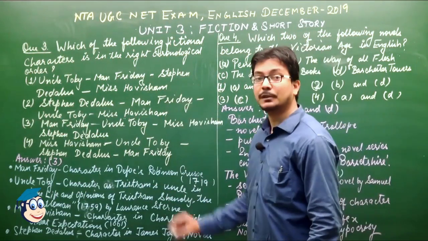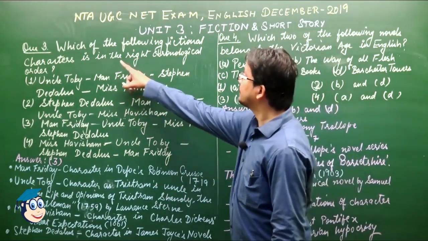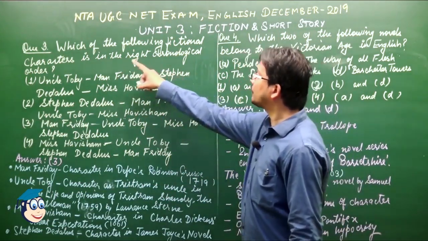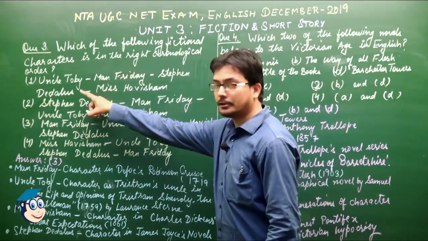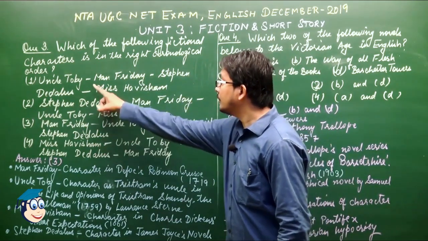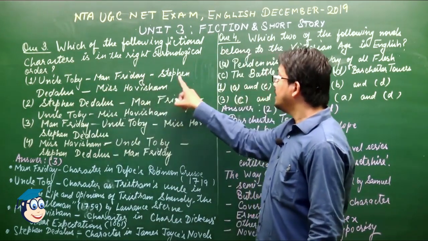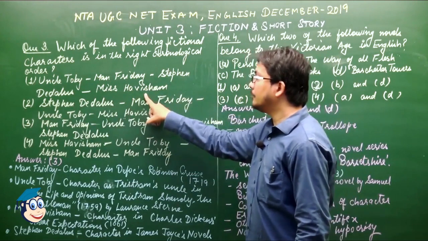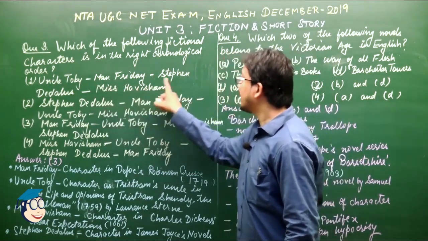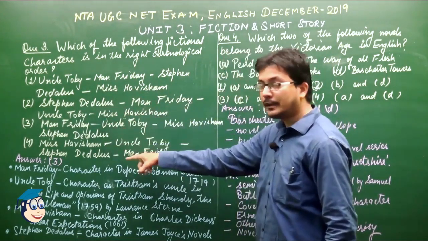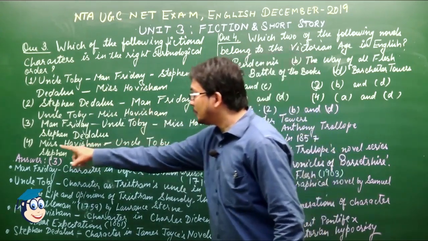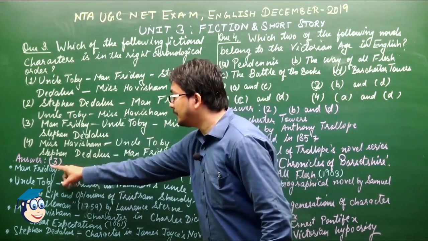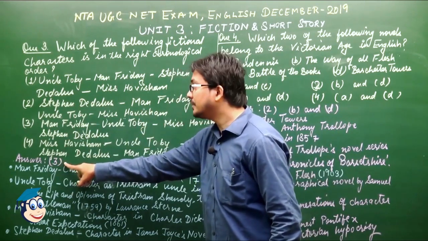Here is question number 3. In question number 3, it is, which of the following fictional characters is in the right chronological order? We have been given the options: Uncle Toby, Man Friday, Stephen Dedalus, Miss Havisham. In fact, these 4 characters have been given in a way that they are juxtaposed with each other. Till the 4th option, when we read, we find that the correct answer is 3.